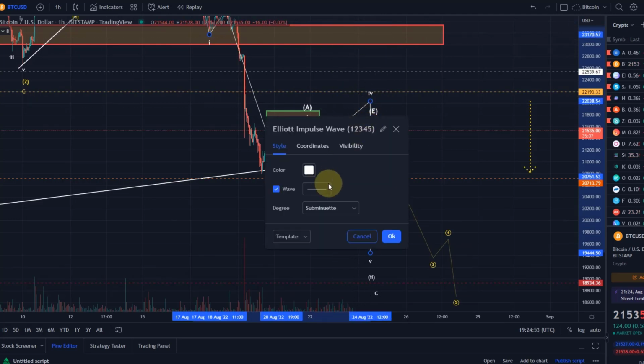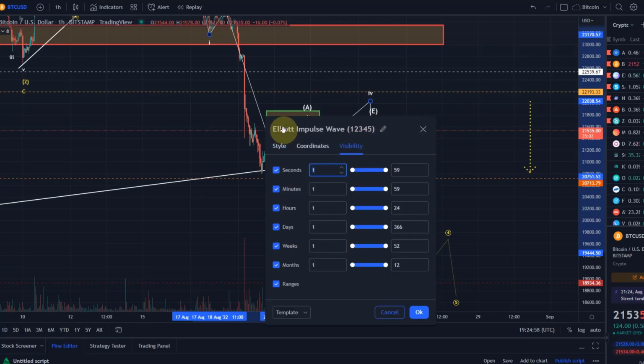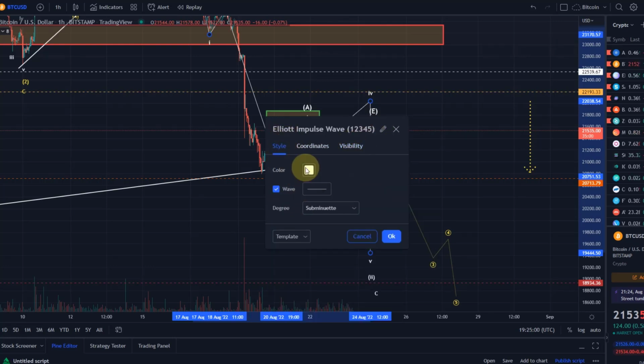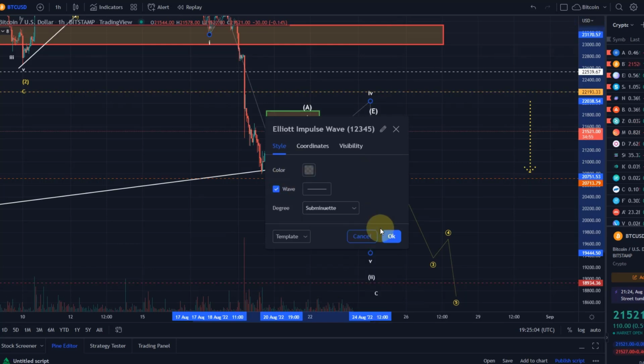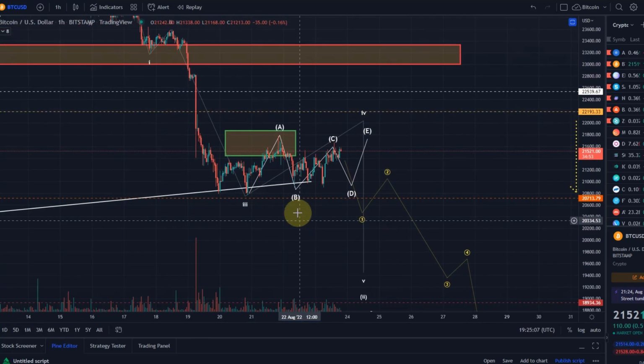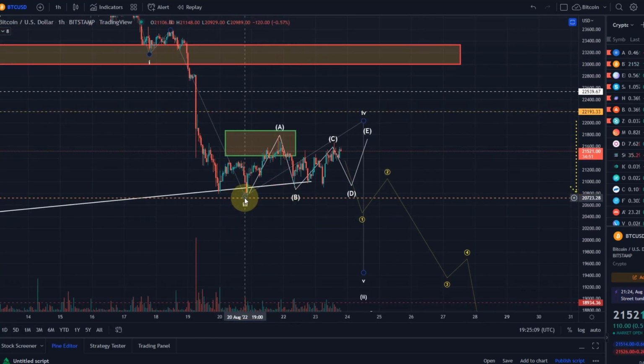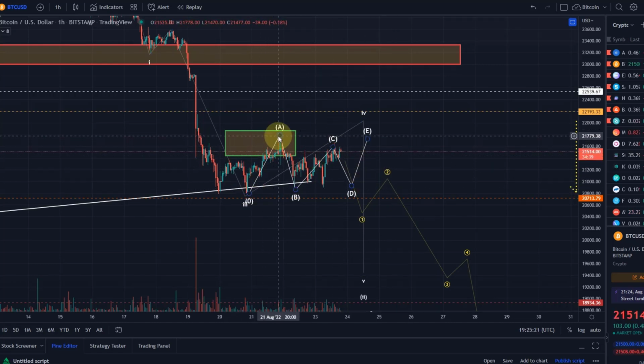Now let me just make these lines a little bit less clear. So there you go, you see that better. So from the wave 3 low here, which was at 20,700, just above that basically, there are two possibilities. One possibility I showed you in the previous video is the triangle pattern that is still valid as long as we stay below 21,785.